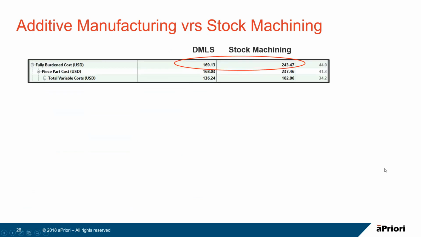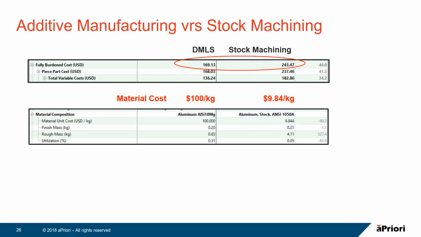And the first thing to note is when you do that, the stock machining cost is 44% greater than the DMLS part. So the material cost, again, $100 per kilogram for the powder in DMLS, $9.84 for the stock in stock machining. If we look then at a breakdown of material coming from the cost model, the finished mass is the same. It's 0.2 from the DMLS model. It's 0.21, that's a rounding error in the machining model.